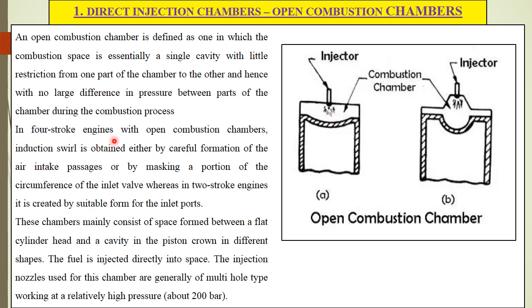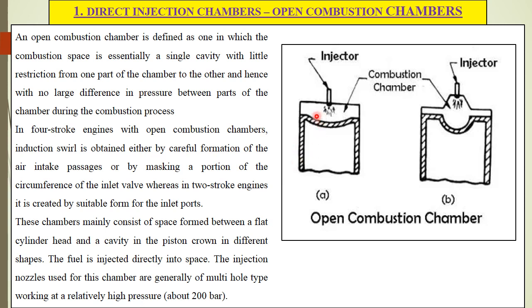Getting? In four-stroke engines with open combustion chambers, induction swirl is obtained either by careful formation of the air intake passages, or by masking, or by shrouding, or by other ways, by giving the proper shape to the inlet passages. So these chambers mainly consist of the space formed between the flat cylinder head. In an open chamber, the cylinder head is flat, and a cavity is provided in the piston crown.